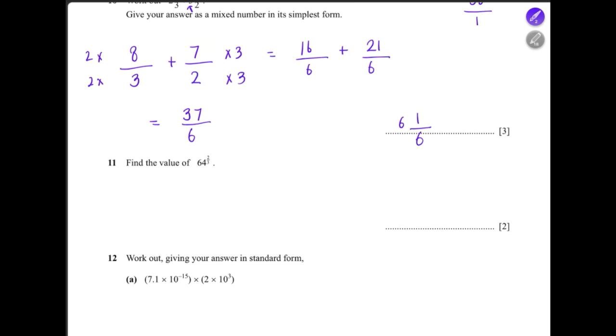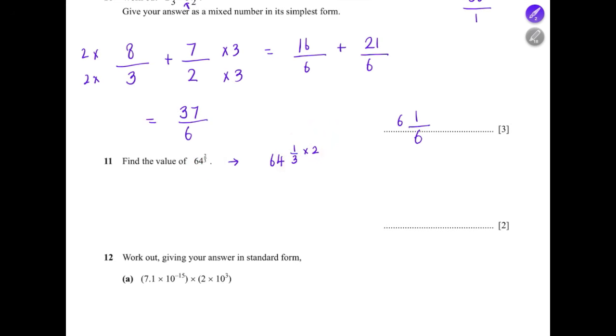Next, work out the value for 64 to the power 2 by 3. Now this can be written basically as 64 to the power of 1 by 3 multiplied by 2. Okay, I have separated 2 by 3 into 1 by 3 multiplied by 2. Now you have 64 to the power of 1 by 3. If you have a fraction in the power, that means you have to find the root of it. So this is 1 by 3, so this is cube root. And then you have 64 squared. So this can be written as cube root 64 multiplied by 64.